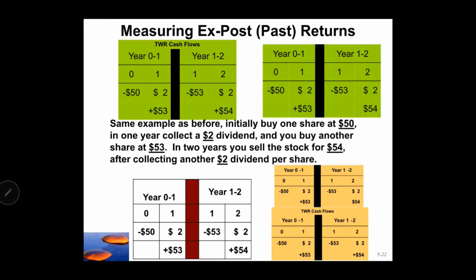Okay, measuring ex post past returns. Same example as before. Initially buy one share at $50, in 1 year collect $2 dividend, and you buy another share at $53, in 2 years you sell the stock for this after collecting another $2. So you have the time weighted return, something like this. Okay, is it clear?